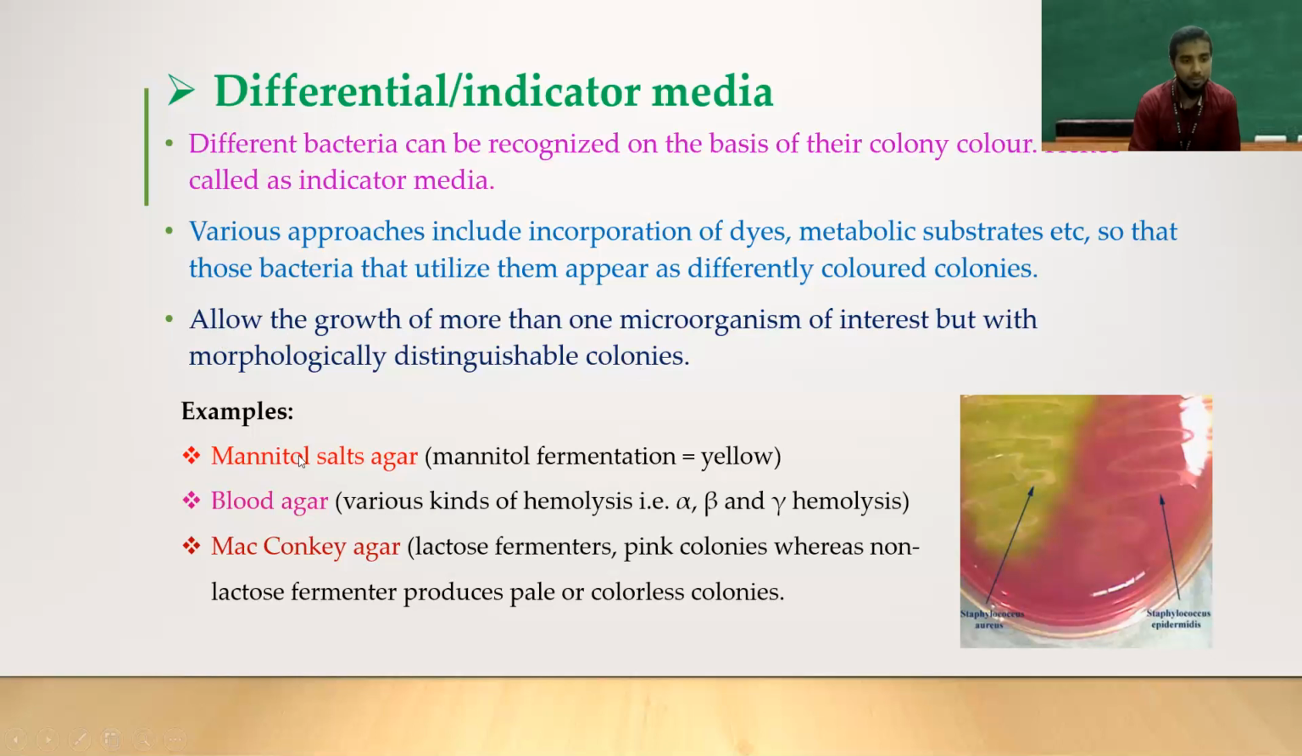So the best examples can be mannitol salt agar, that we discussed just in the previous slide. Mannitol fermentation produces yellow color. Blood agar, that we have dealt with before, shows various kinds of hemolysis, that is alpha, beta, and gamma hemolysis. MacConkey's agar, that we saw in the last slide: lactose fermenters produce pink color colonies, whereas non-lactose fermenters produce paler colorless colonies. So basically, which culture media is this? It can be MacConkey agar because it produces pink color colonies.